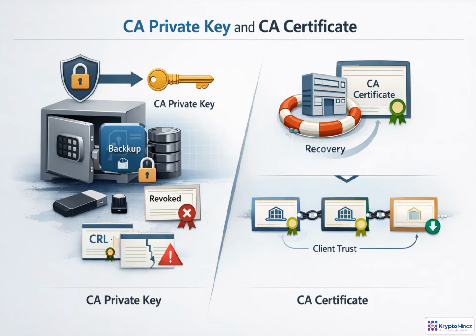Think of the CA private key as the master signing seal for your entire PKI. If it's lost, the CA can't issue new certificates or CRLs. If it's stolen, an attacker can impersonate your CA. That's why you back it up rarely, store it encrypted, and lock those backups in a tightly controlled location. The CA certificate is the public face of that seal, and you'll need it to reestablish identity and rebuild trust after recovery.